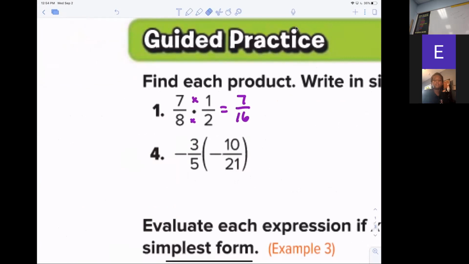Wait, you don't have to try to make them the same. No, that's only for addition and subtraction. For multiplication and division, you don't.